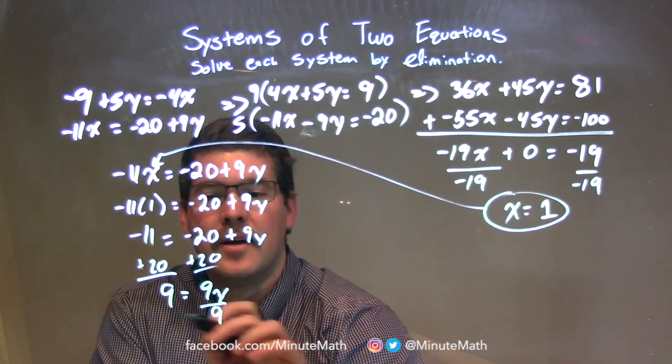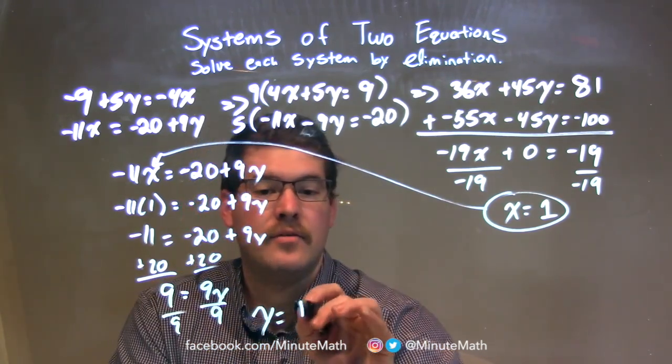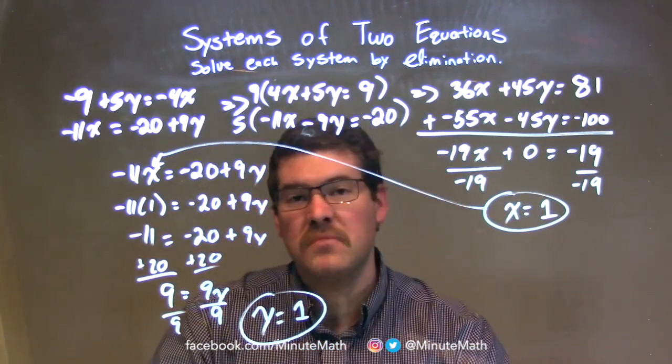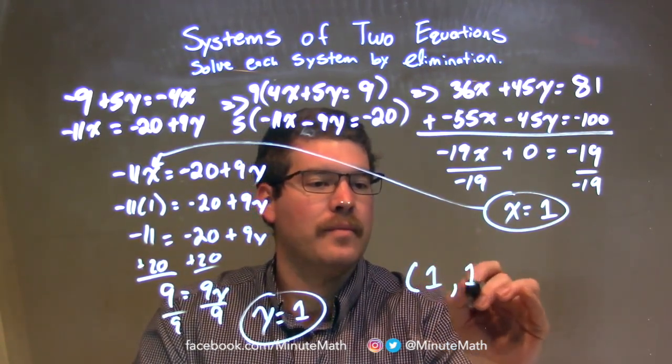I'm going to divide both sides by 9, and y is just equal to 9 divided by 9, which is just 1. So we have x to be 1, y to be 1. Our final answer as a coordinate point is just 1, comma, 1. And there we have it.